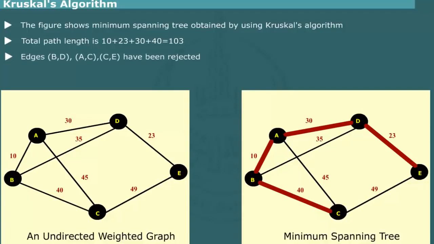Note that edges BD, AC, CE have been rejected because they form cycles when joined with other pre-selected edges. The edge BD, for example, is dropped because it produces a cycle with edges AB and AD, which are already selected to be the part of spanning tree.